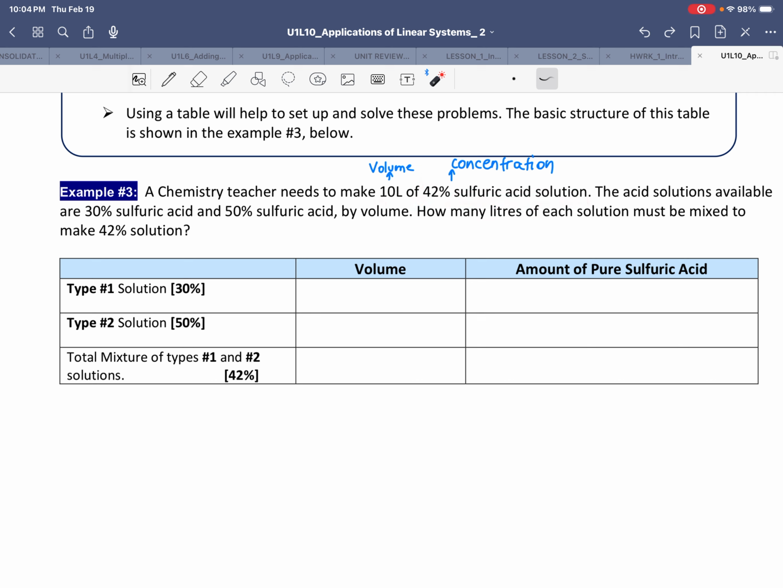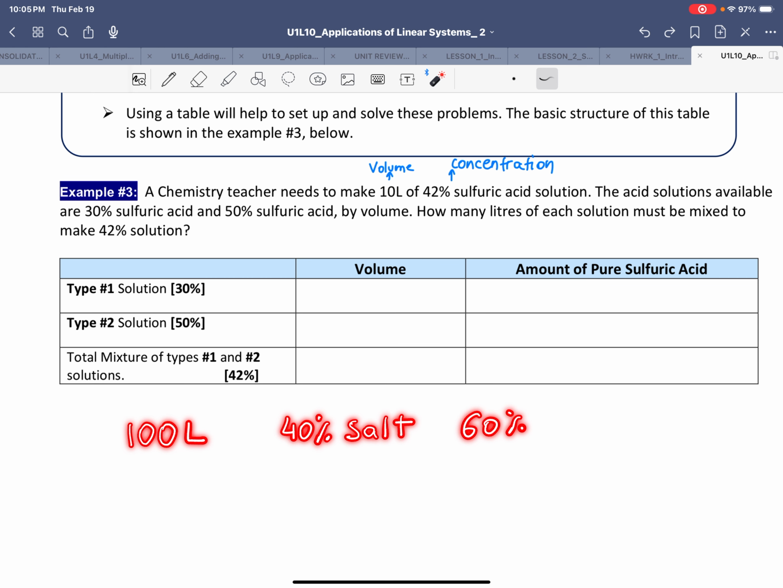So if you were to have, for example, 100 liters of a solution, and let's say 40% of the solution will be salt, then 60% is going to be water. The same idea applies here, and I took this example because it's more practical and an everyday kind of thing.